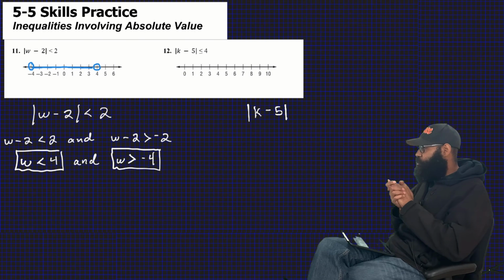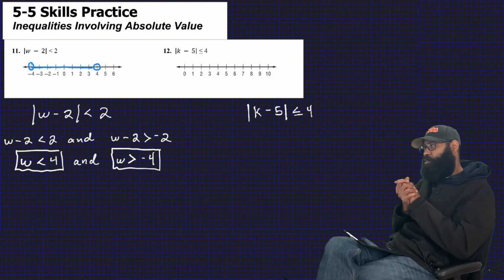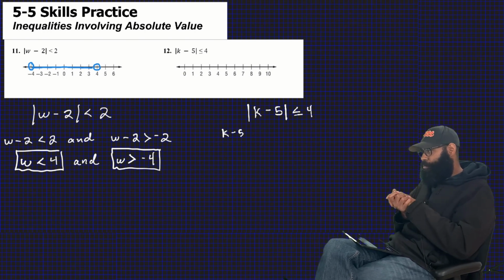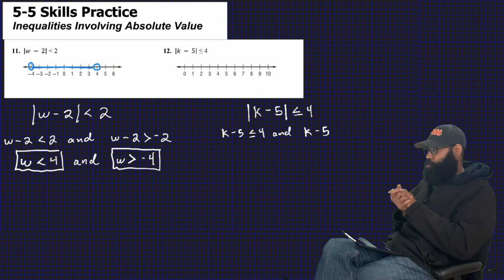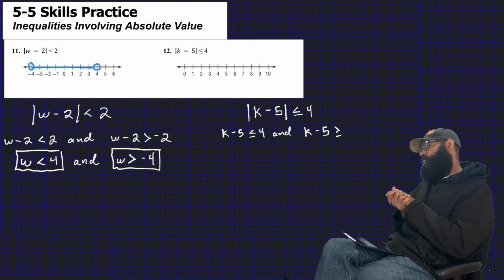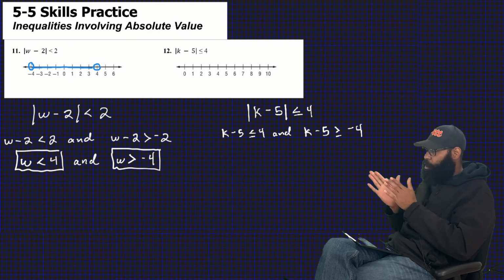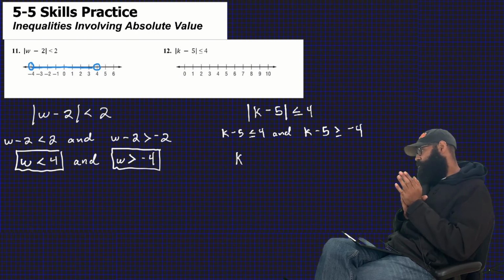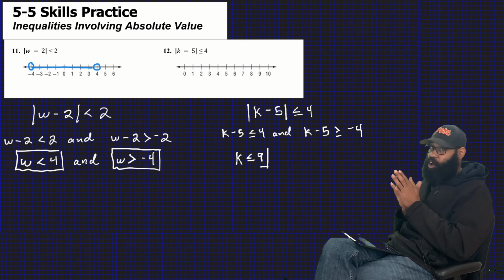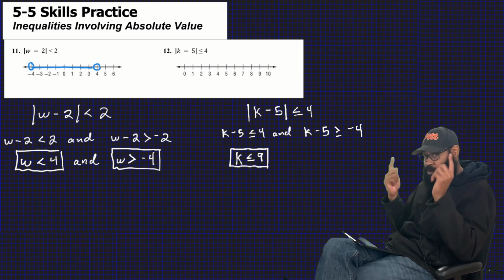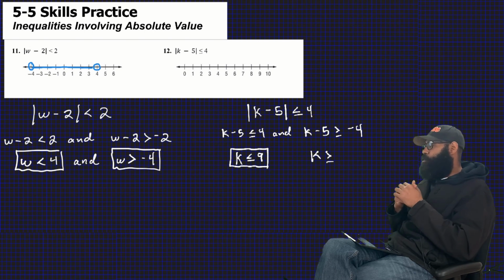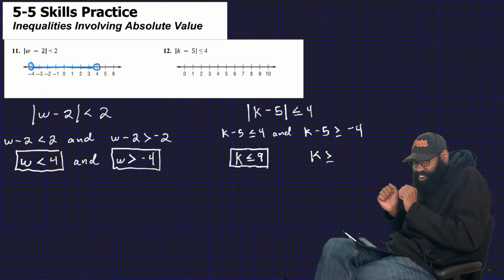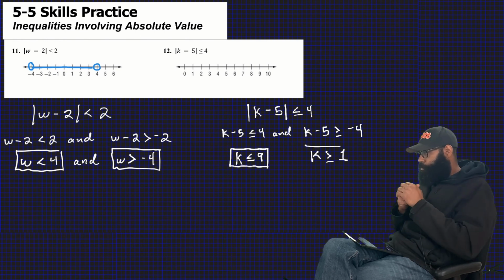Number 12, k minus 5 is going to be less than or equal to 4. That will be my first scenario. Recognizing with the absolute value, I'm going to flip the sign and change the integer to its opposite. So k minus 5 is greater than or equal to -4. Take care of the one step, add 5 to both sides. And again, guys, you know how I do. I'm not showing it because we know it. k is less than or equal to 9, and k is going to be greater than or equal to, and please don't mess up on your integers, and it doesn't look like I did, 1.